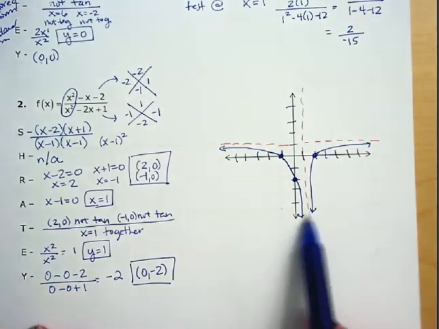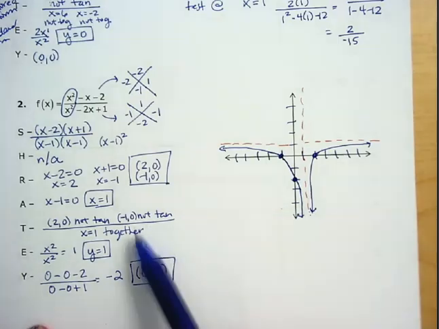And if you notice, that means my behavior at the asymptote is together, which is what I predicted over here when I said that the factor was squared, which means together.